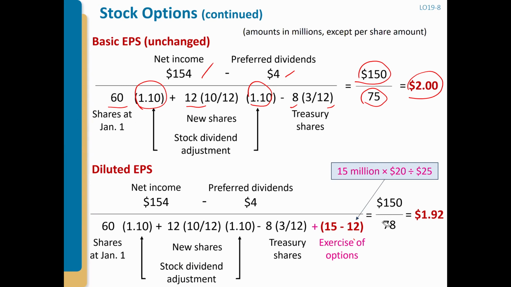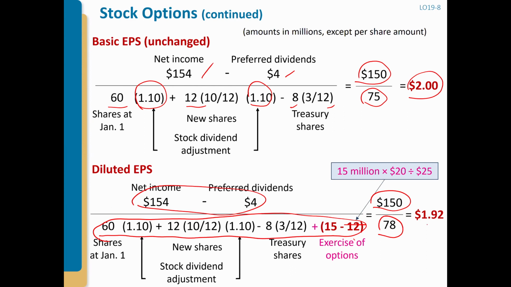Then you calculate the total weighted average here, which will be 78. So this is 150, right? Now 150 divided by 78, you get $1.92. So $1.92 is the diluted earnings per share. Compared with the basic earnings per share, it's less than basic, which is what we want, right? Remember, we want to calculate the earnings per share for the worst situation. This is the worst scenario it could be. The company needs to report two earnings per share: one is the basic earnings per share, one is the diluted earnings per share, in their income statements.